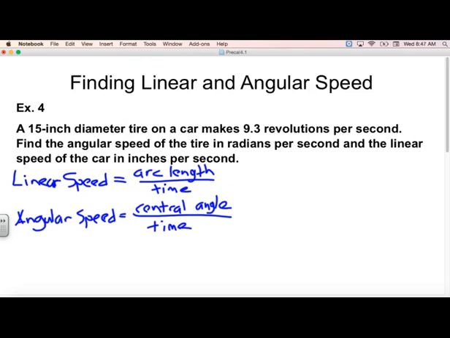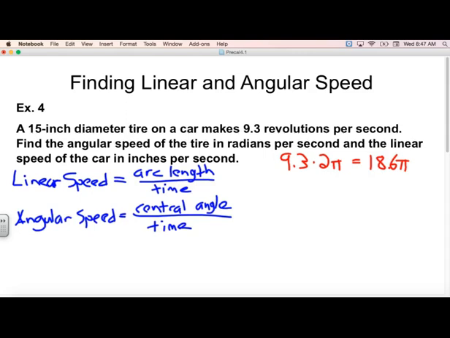So it says the car tire makes 9.3 revolutions. Well, a revolution is a full circle. We know a full circle is 2 pi radians, so we can convert 9.3 revolutions to radians very easily by multiplying by 2 pi, because we know each revolution is 2 pi radians. So we're just going to make it 18.6 pi, multiply 2 times 9.3. So our radian measure is 18.6 pi.